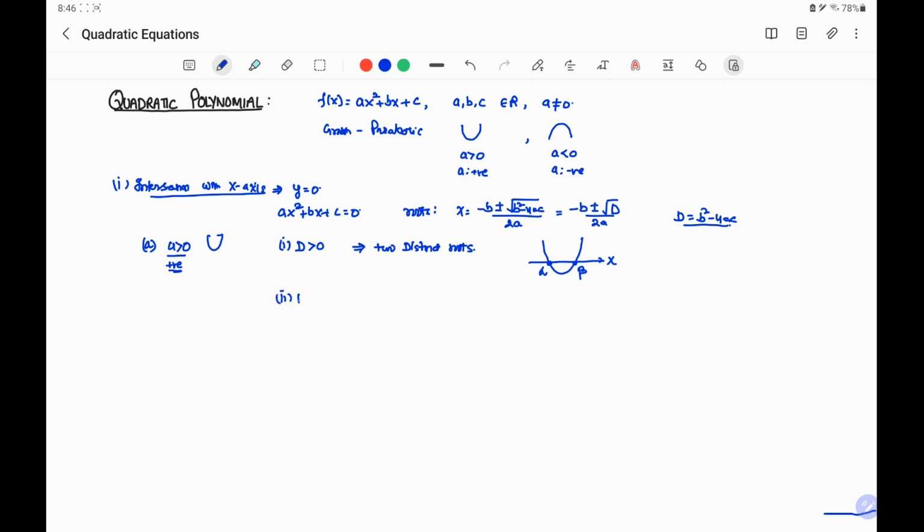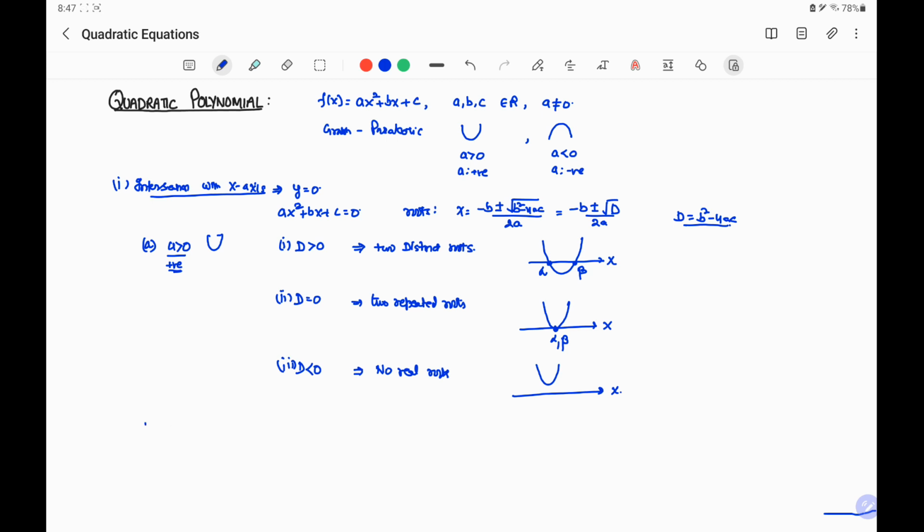The second case is D equal to 0. This gives two repeated roots, and this graph touches the x-axis at a point, and this point refers to the common point, that is, the two roots are repeated roots. Third is D less than 0. In this case, there are no real roots. That means this graph does not intersect or touch the x-axis, or we can say it is above the x-axis. So these are the three cases when a is greater than 0.